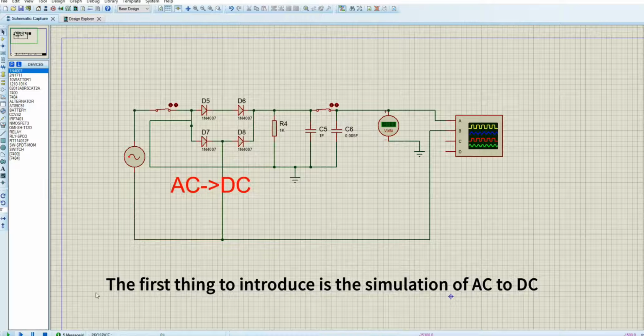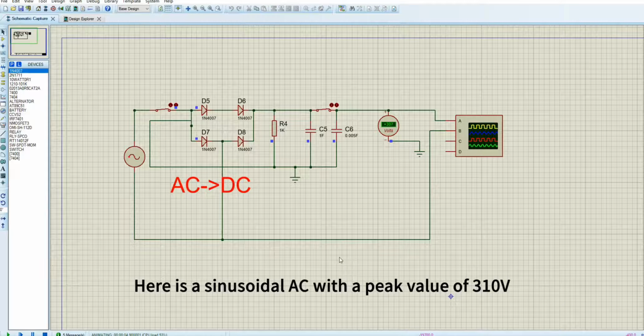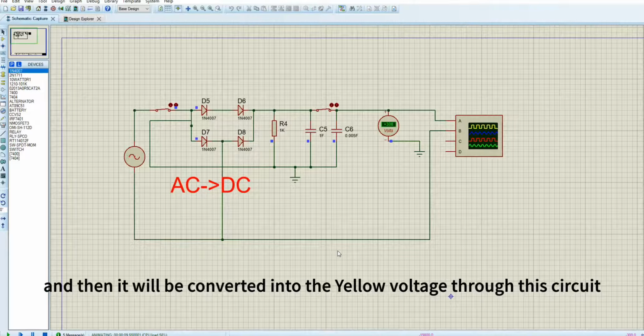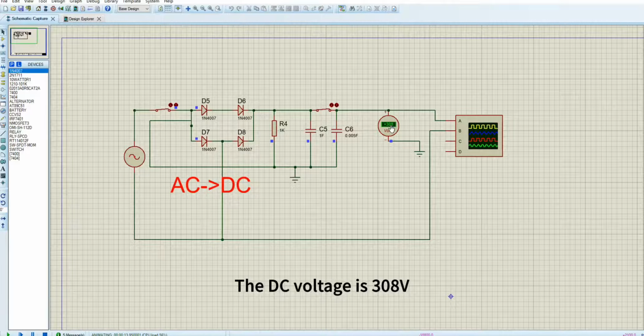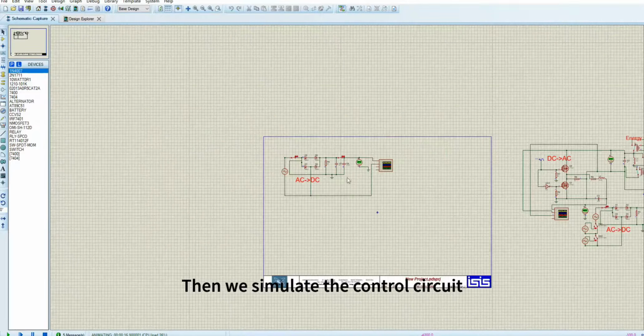The first thing to introduce is the simulation of AC to DC. This part of the circuit has been introduced in the figure above. Here is a sinusoidal AC with a peak value of 310 volts, and then it will be converted into the yellow voltage through this circuit. The DC voltage is 308 volts. Then we simulate the control circuit.